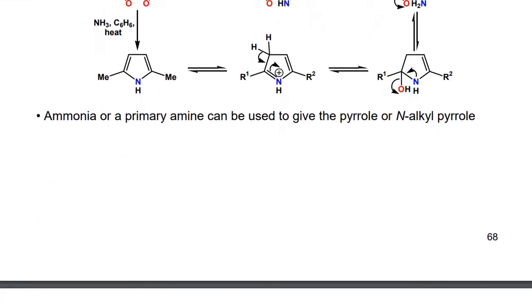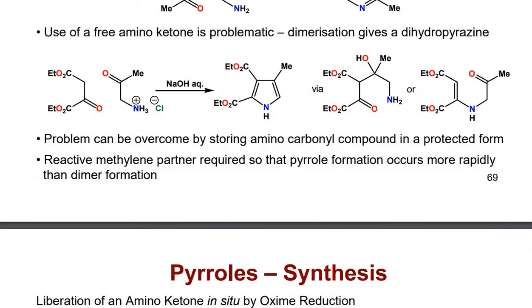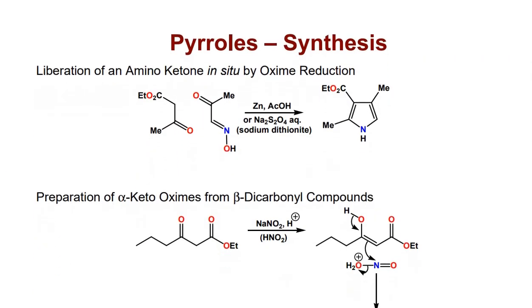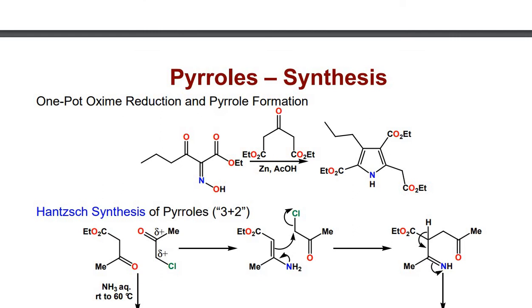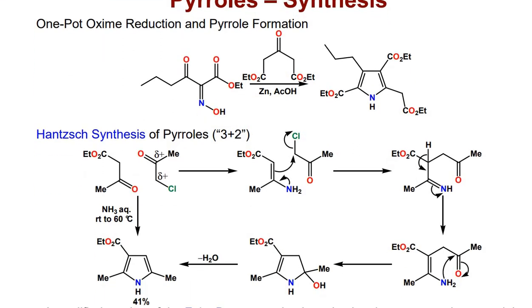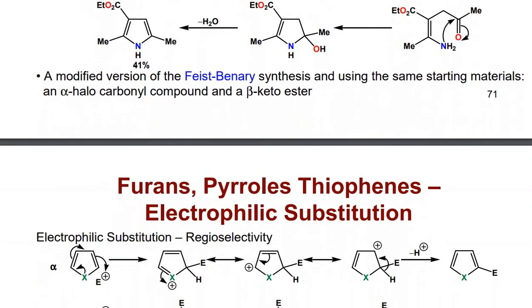Pyrrole synthesis, I am not going into details. Knorr pyrrole synthesis, you can see the problem can be overcome by storing the amino carbonyl compound in a protected form. So a reactive methylene partner is required so that pyrrole formation occurs more rapidly than dimer formation. You can see the formation of pyrrole with a different reaction scheme, one-pot oxime reduction and pyrrole formation, Hantzsch synthesis. The modified version of Feist-Benary synthesis uses the same starting material, an alpha-halocarbonyl compound and a beta-ketoester.